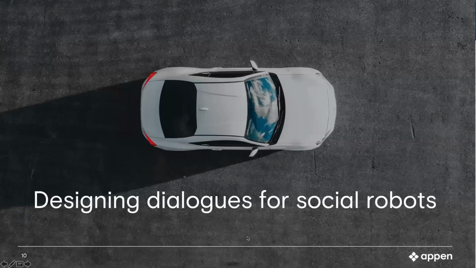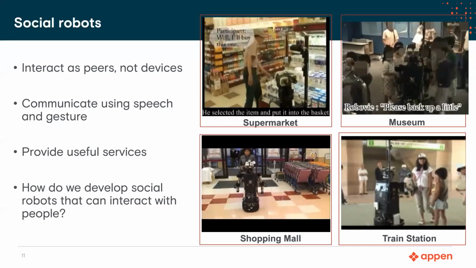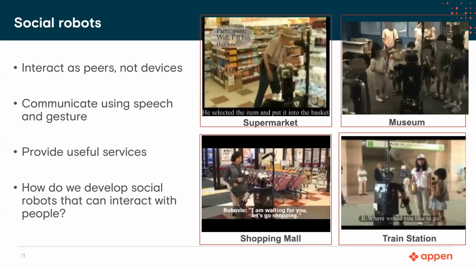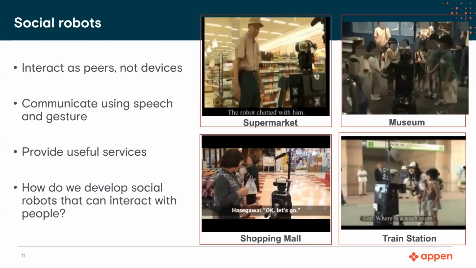Next, I'm going to talk about, once we have collected and annotated all this data, how we go about designing dialogues. Specifically, as I said, we'll use social robots as examples. So what are social robots? They are devices that interact with people. They need to communicate using speech and gesture, and they provide useful service.